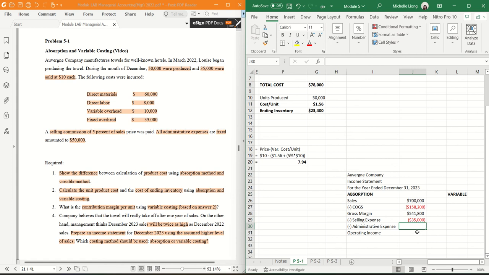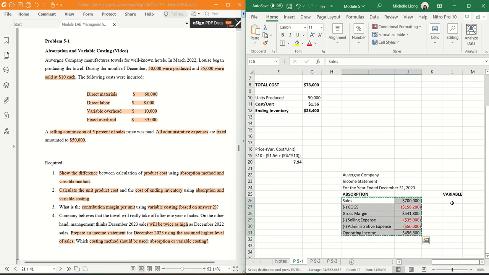The next one is administrative expense. They are fixed for 50K. And then we get the operating income, which is calculation of 3 of this, and we get 456,800 for absorption.